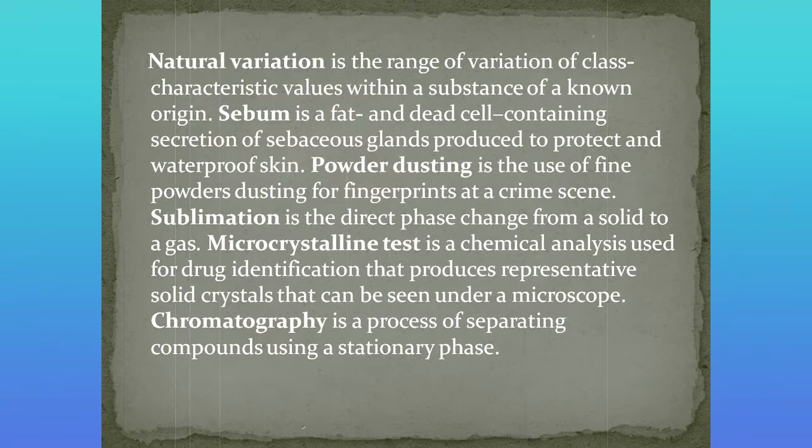Natural variation is the range of variation of class characteristic values within a substance of unknown origin. Sebum is a fat and dead cell containing secretion of sebaceous glands produced to protect and waterproof skin. Powder dusting is the use of fine powders for dusting for fingerprints at a crime scene. Sublimation is the direct phase change from a solid to a gas.